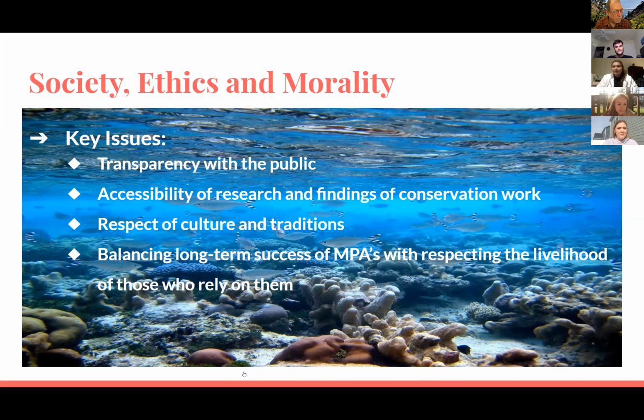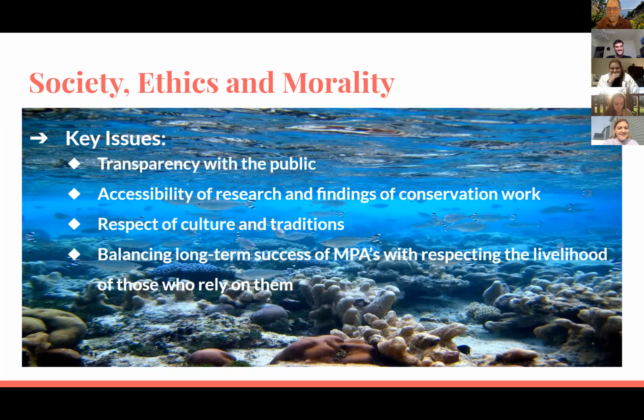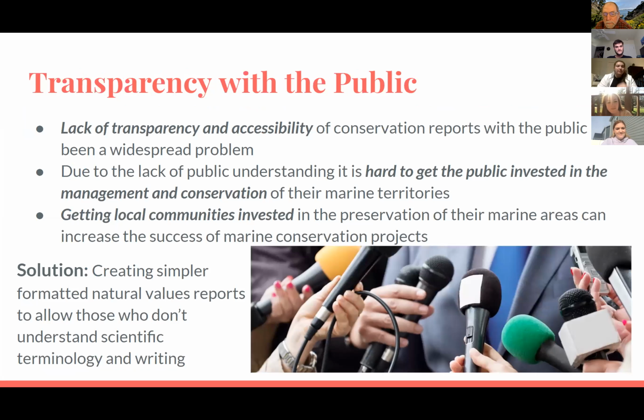Okay, so I'll be talking about society, ethics, and morality. So some of the key issues about this is that, sorry, there's a train going by that just decided to be here. So some of the key issues include transparency with the public, accessibility of research and findings of conservation work with the public, respect of culture and traditions, and also balancing long-term success of MPAs with respecting the livelihood of those who rely on them. Next slide, please.